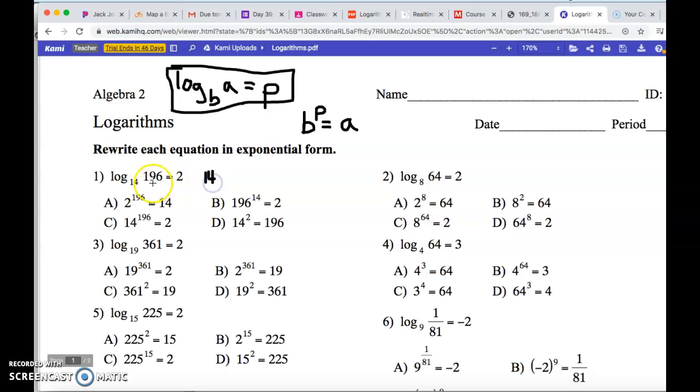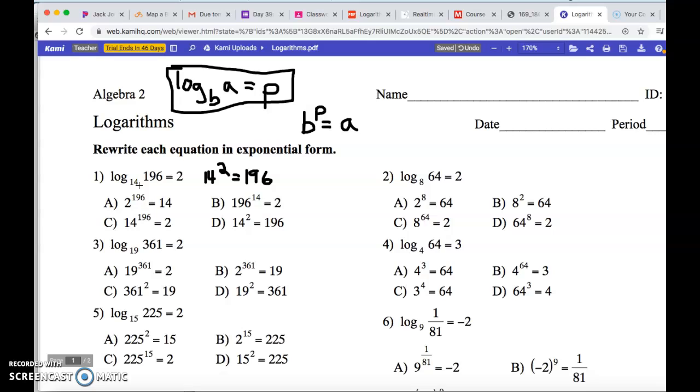So the base that's down below, put that there. The right side is your power, and that goes above here. And then that's going to equal your 196. So that's what you're looking for. And of course, pick the appropriate answer from there, and you're going to see that that's option D. All right, so that's really all it is to rewriting.